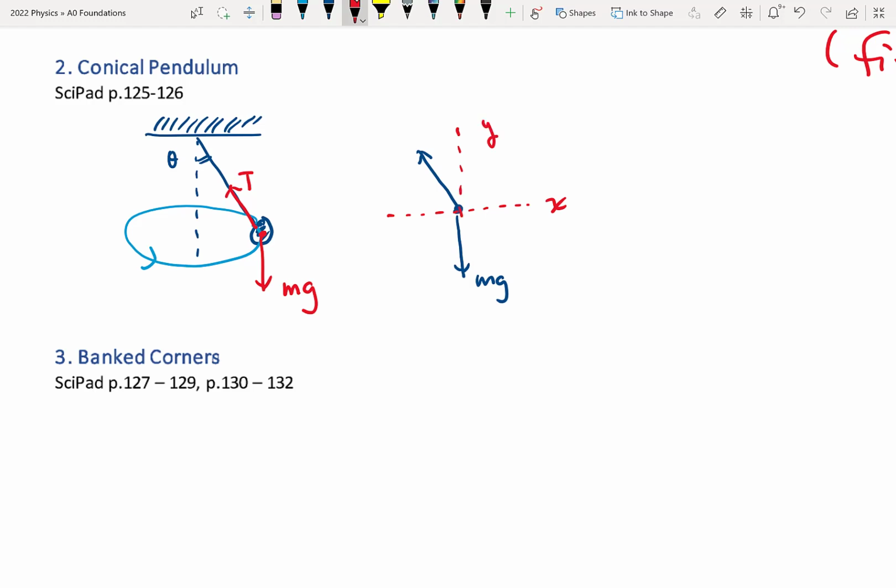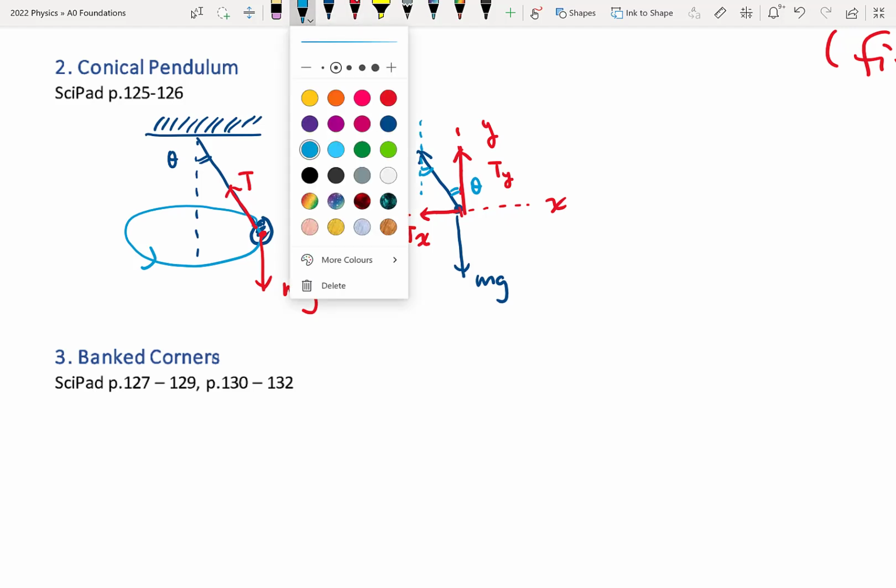And then for the components, I think it's straightforward. We can choose theta. So if here is theta, here is theta. Okay, we have the components of Ty in the vertical direction and Tx in the horizontal direction. And I think it's quite clear.